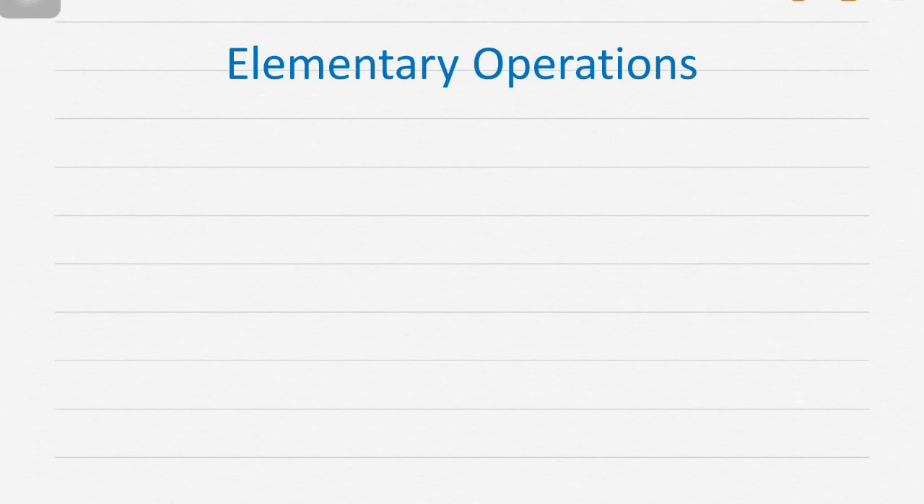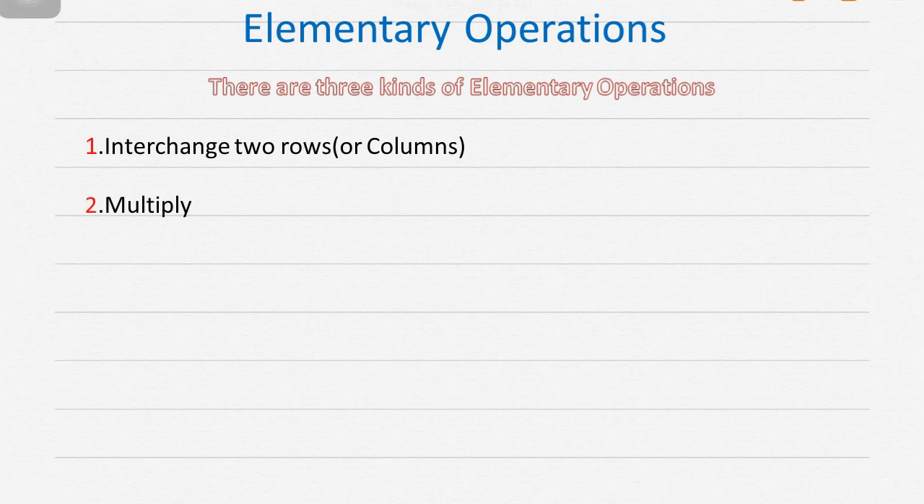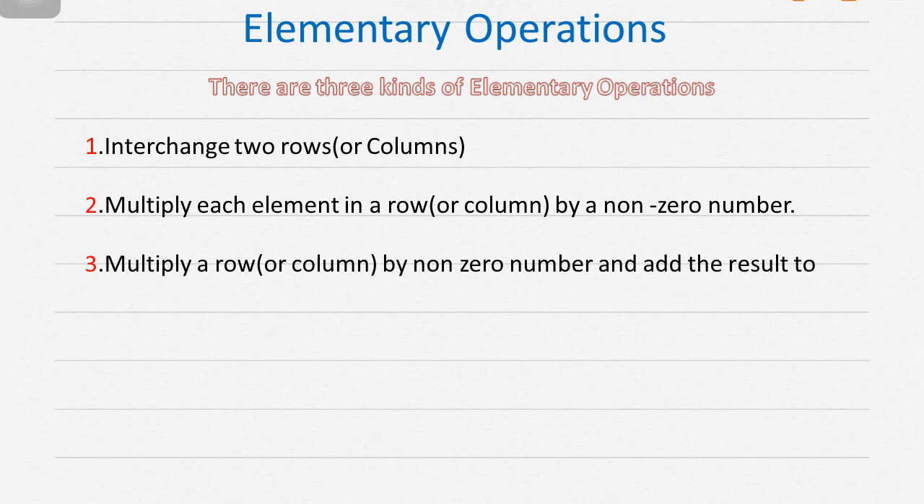Welcome to the class. In today's lesson, we'll learn elementary operations, or elementary transformations, of a matrix. There are three kinds of elementary matrix operations. Number 1, interchange two rows or columns. Number 2, multiply each element in a row or column by a non-zero number. Number 3, multiply a row or column by a non-zero number and add the result to another row or column.